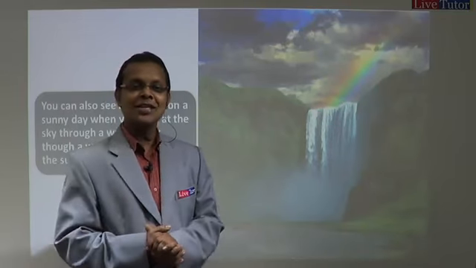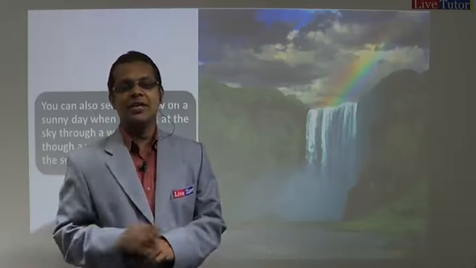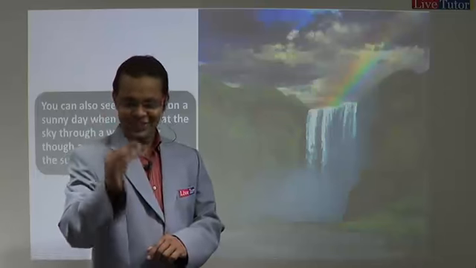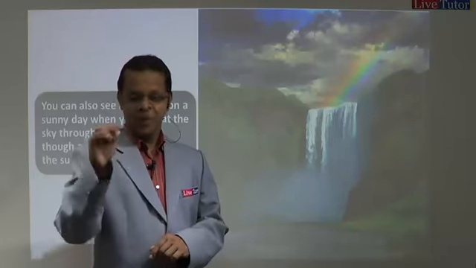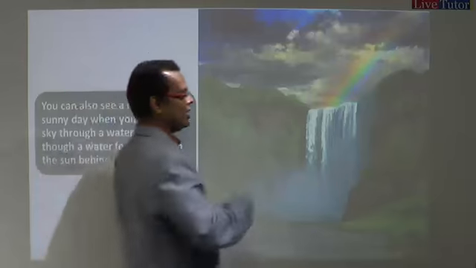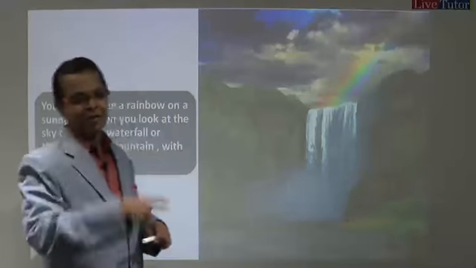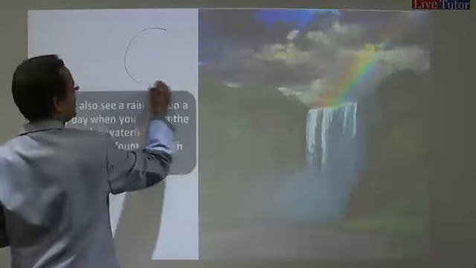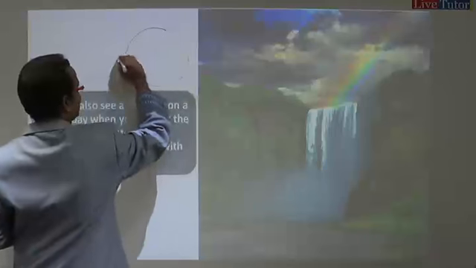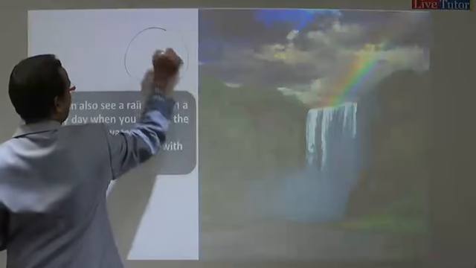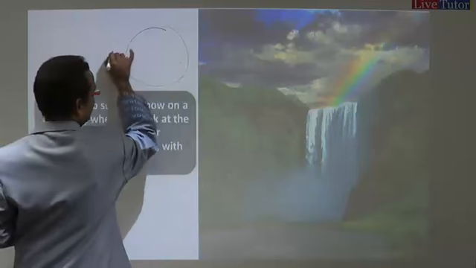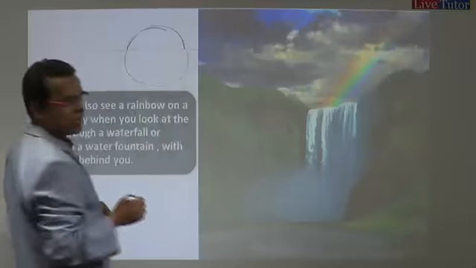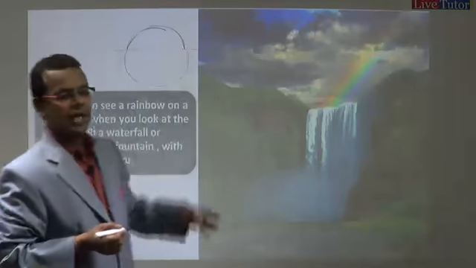I'll tell you that it is a complete circle, which can be seen when you are flying in an aeroplane. When you are flying in an aeroplane at a distance, you can see a complete circle of this rainbow. Since we are on the ground, we are able to see only a part of it, which looks like a part of the circle, which is nothing but an arc.